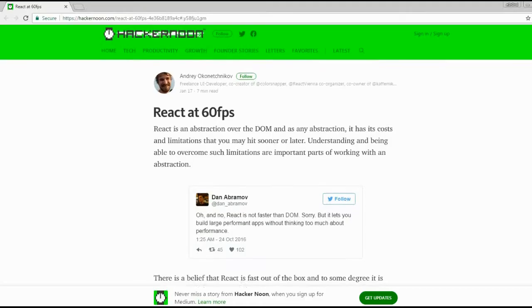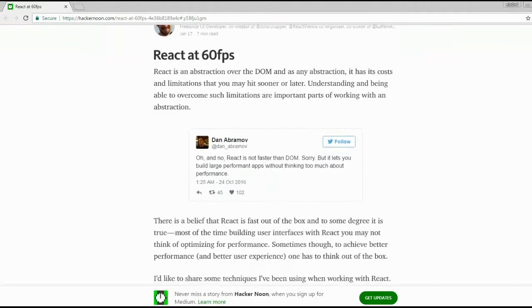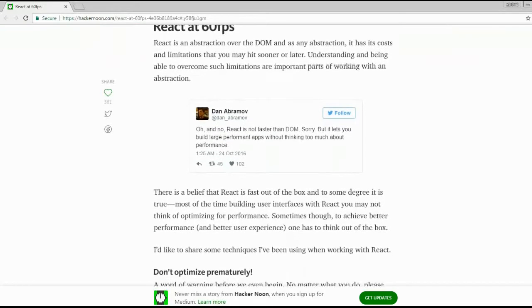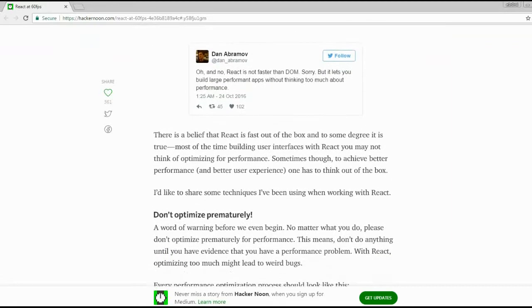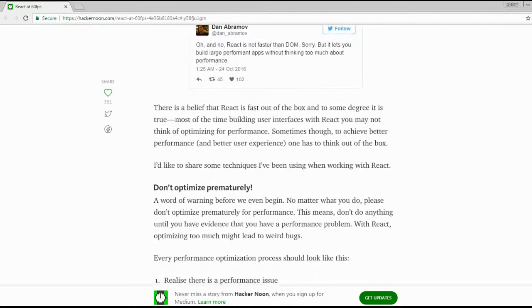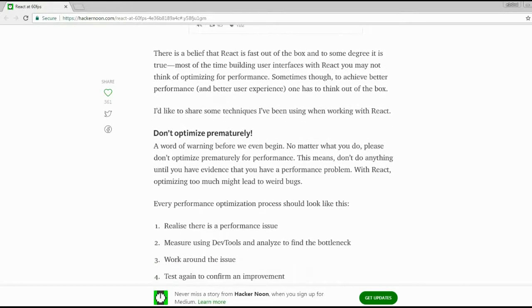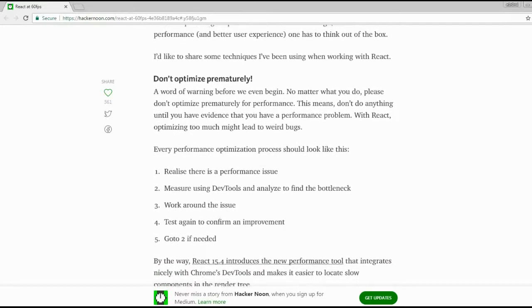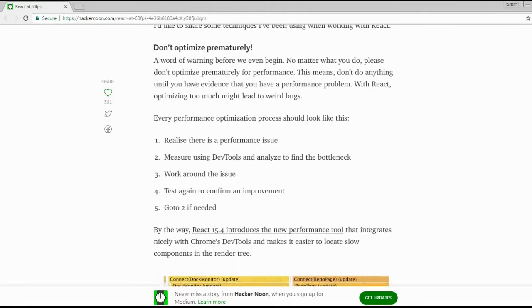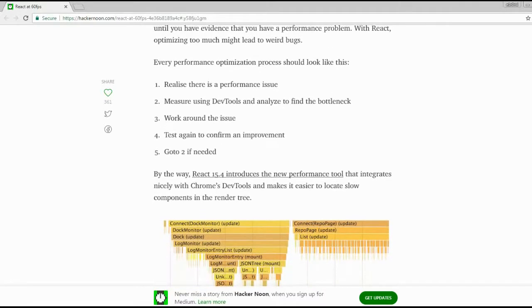You know what? The DOM by itself is slow, so how can we expect React to be fast? We have an application architecture on the one hand and performance patterns on the other. They are pulling us in opposite directions. Therefore, please consider the article React at 60 frames per second by Andrey Okonetchnikov about performance best practices and tools.